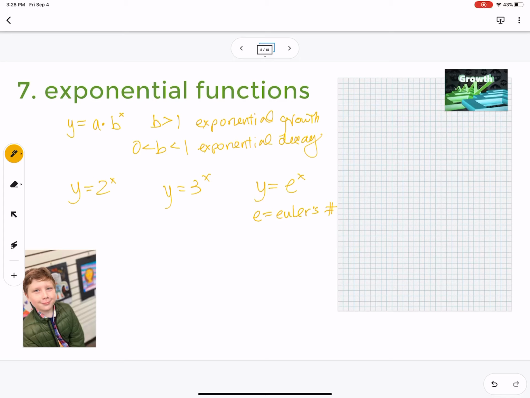And yes, that is pronounced Euler. It does not rhyme with Ferris Bueller. Although if you haven't seen the movie Ferris Bueller's Day Off, you really need to watch that because it's kind of a cult classic.